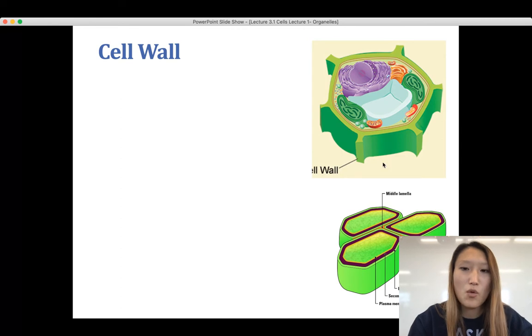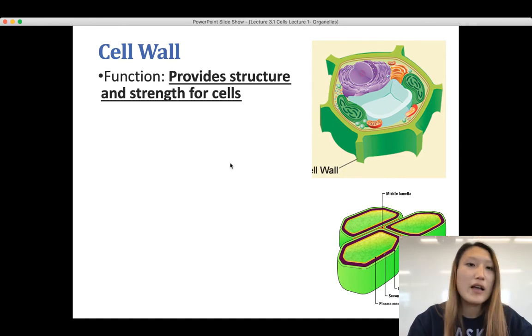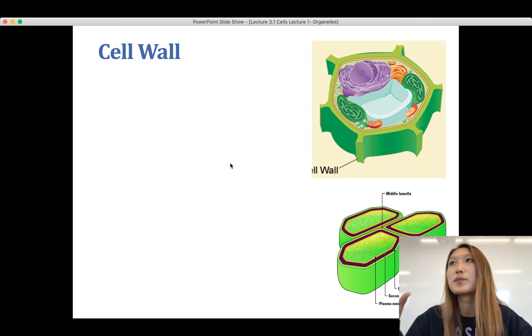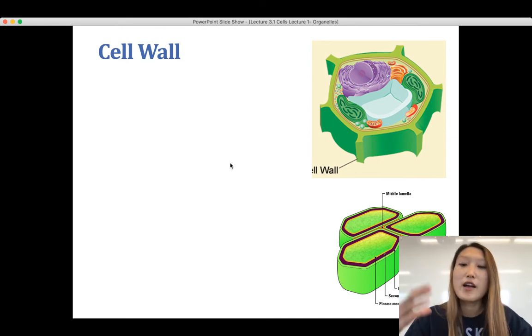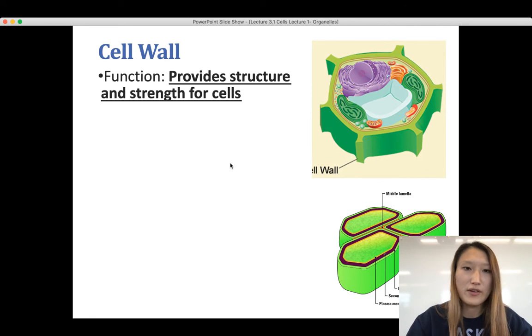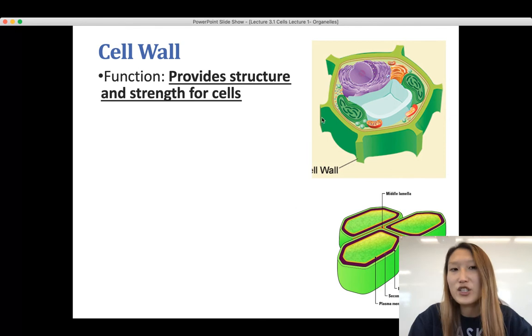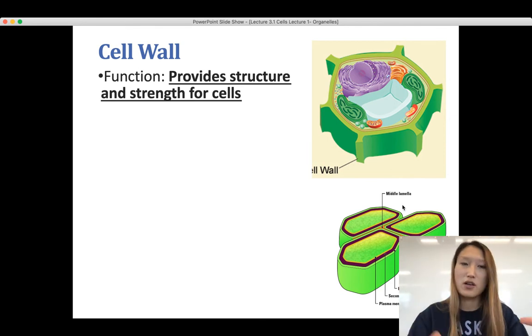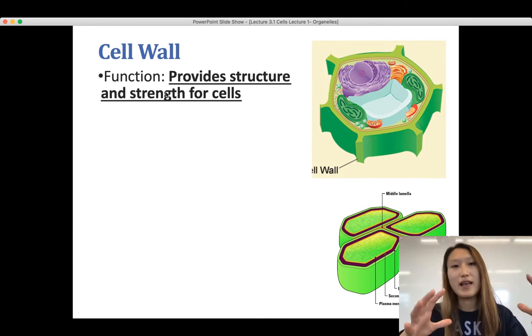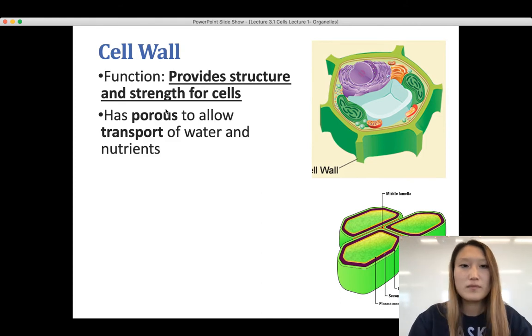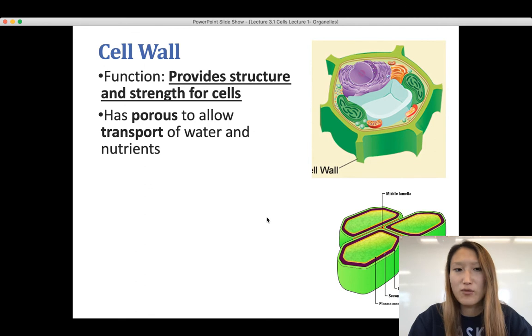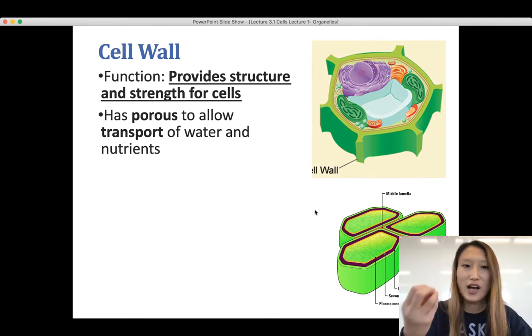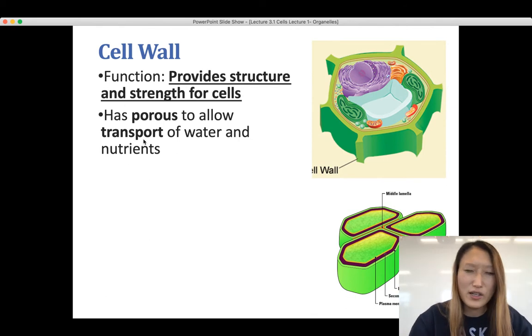On to the next, we have the cell wall, okay? The cell wall, as we talked about, is only for plant cells and for bacteria and archaea, so prokaryotes. So the cell wall, for plants and for prokaryotes, provides structure and helps strengthen the cell. The cell wall is more rigid than the cell membrane. It has some pores to allow transport of water and nutrients, right? If you think about a plant cell, it needs water to come in, it needs nutrients to come in. So there are some pores in it. This part is not super important, so just take a look at it.